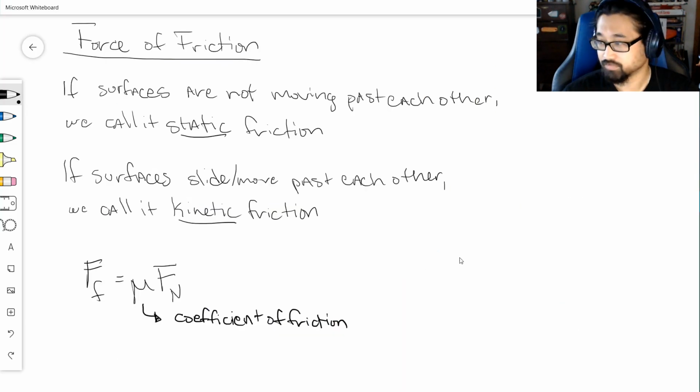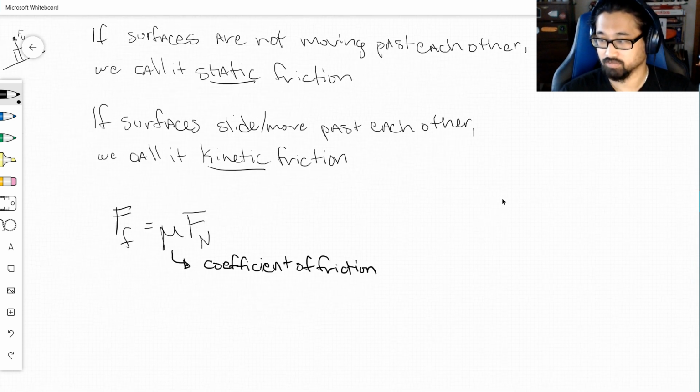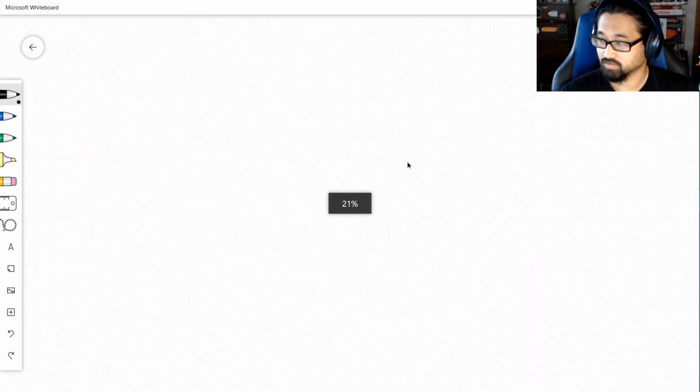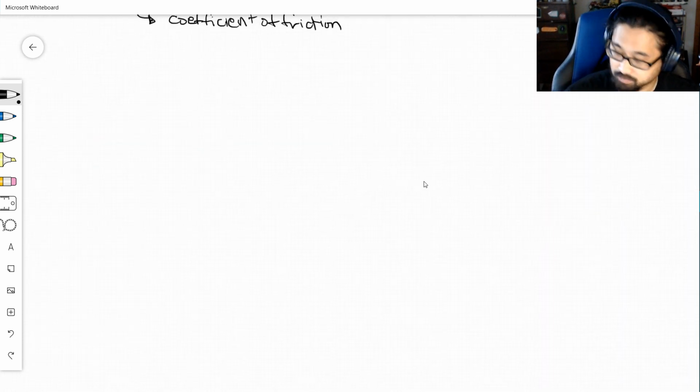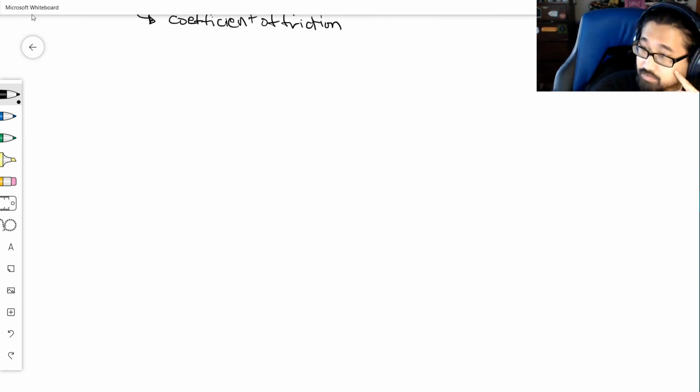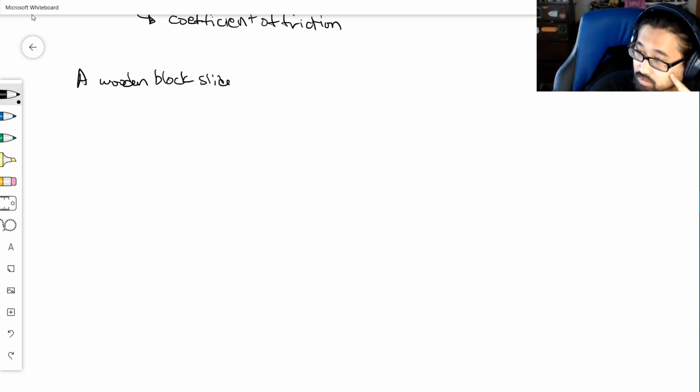Now, an example question for how to solve for the force of friction might be something like this. And that'll do. So, a wooden block slides across a wooden table.